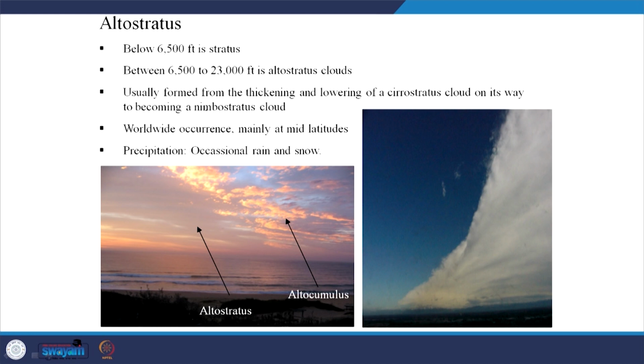Usually they are formed from the thickening and lowering of the cirrostratus cloud on its way to becoming a nimbostratus cloud. They are to be seen everywhere, a worldwide occurrence, mainly at the mid latitudes. Mid latitudes are the places where you can find altostratus clouds. Precipitation that you can expect from this type of cloud is occasional rain and snow, because they are at high altitudes. You can also expect some amount of snow.